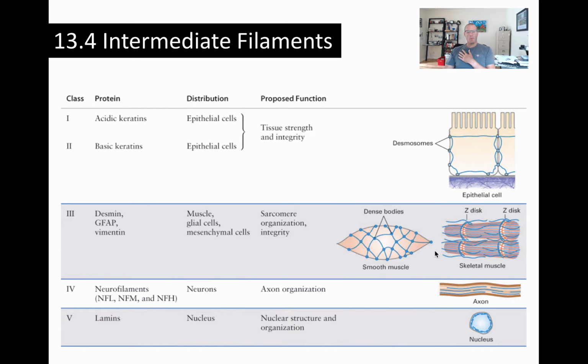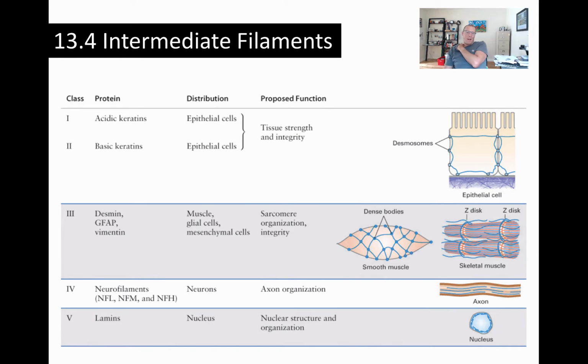Class 3 includes proteins like vimentin, which is found in connective tissue, desmin, which is found in muscle tissue, and glial fibrillary acidic protein, GFAP, obviously found in glial cells. Class 4, the neurofilament proteins, are found in nerve cells. Class 5 is the lamins, including nuclear lamins A, B, and C, and they form a network along the inner surface of the nuclear envelope, and so they line the inner surface of that structure.